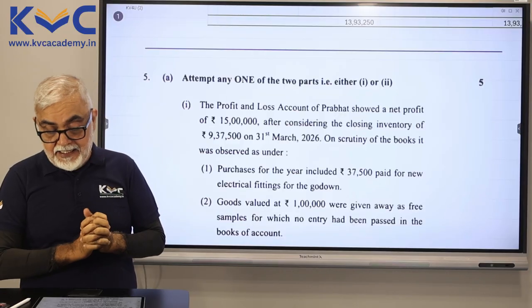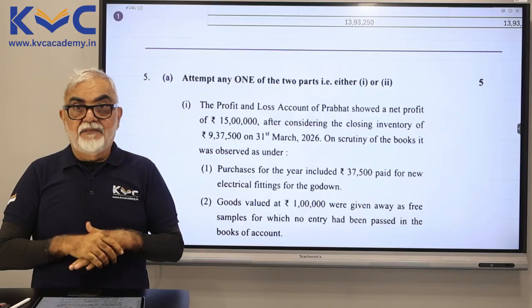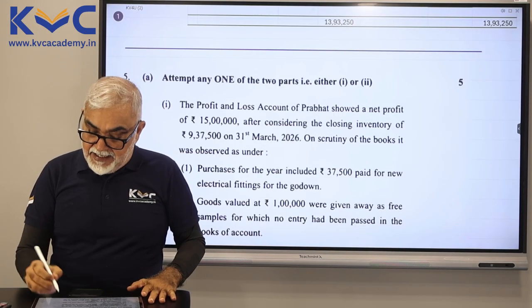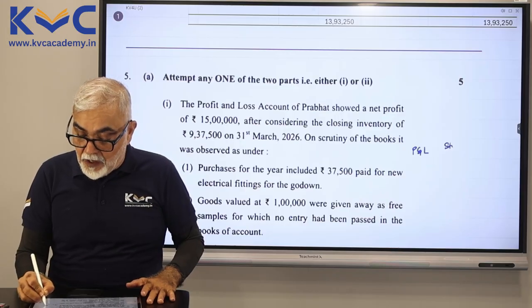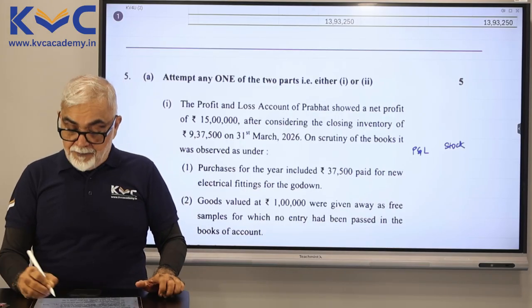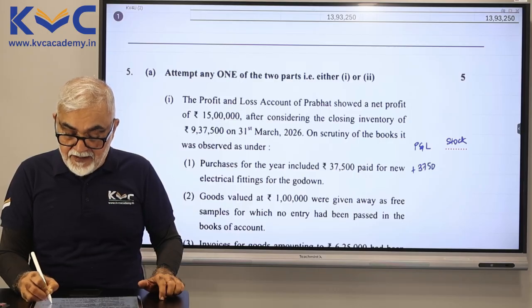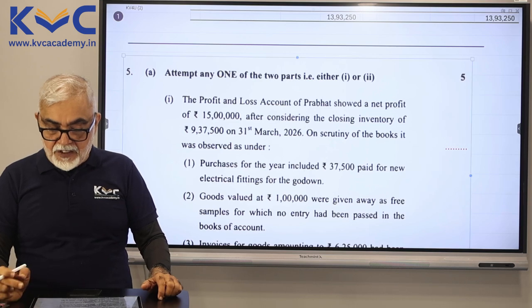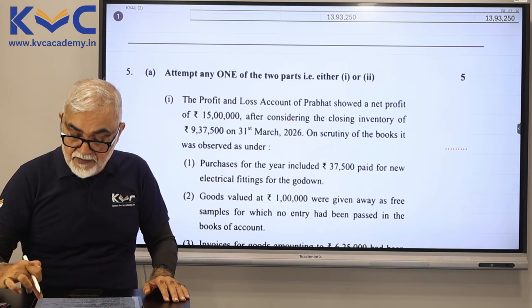Purchases for the year included 37,500 paid for electrical fittings. Now, let us look at it like this. Does it affect my P&L and does it affect my stock? P&L definitely will go up by 37,500. Stock, it doesn't make any difference.